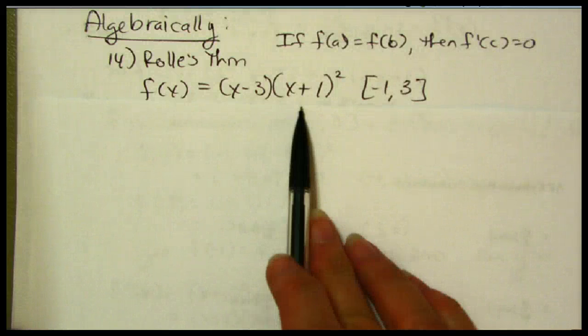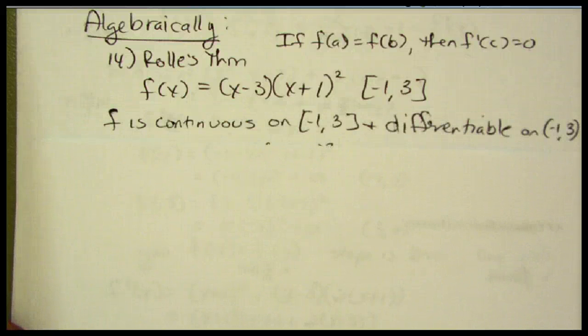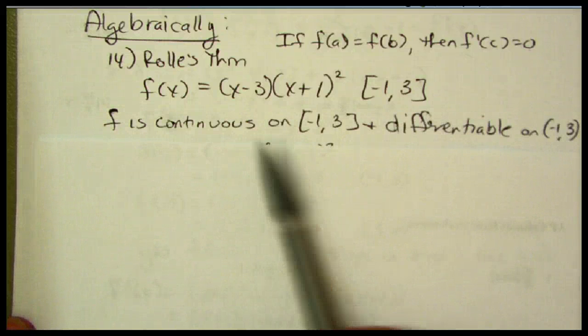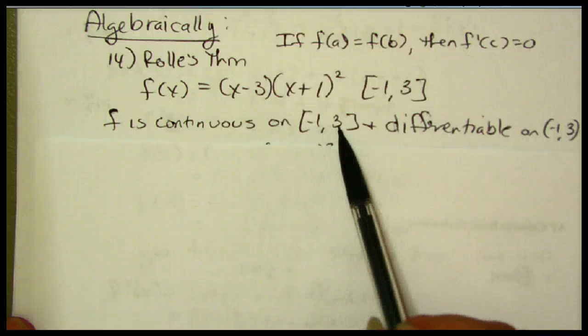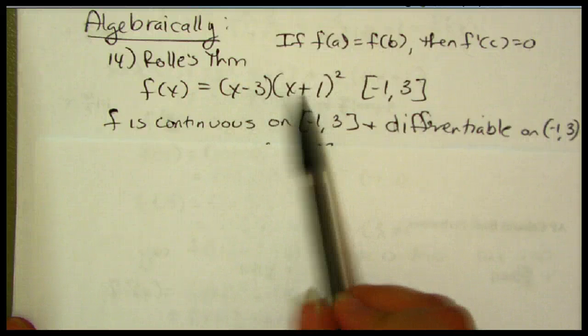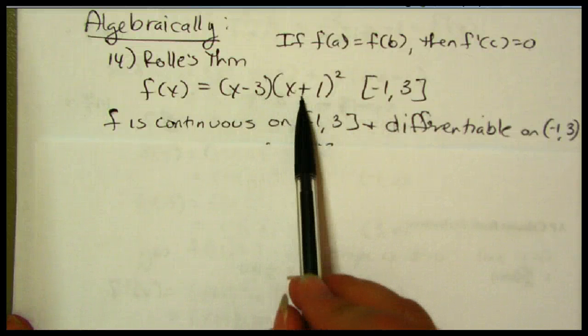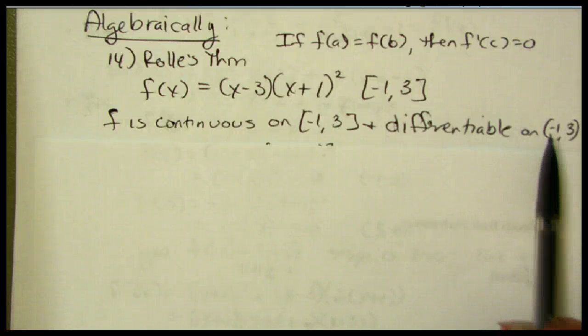Well, here's my function, and here's my closed interval from -1 to 3. So f is continuous on the closed interval from -1 to 3. It's continuous. Nowhere do I pick up my pen. I just keep on going. And it is differentiable everywhere because this is just a polynomial on the open interval from -1 to 3.